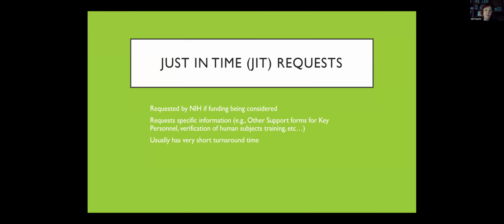Okay. And then this is just a little bit about just in time. If you're lucky enough for them to think about funding your project, the government will ask you for some things. And usually this is a fairly quick turnaround time, so you should be prepared, that you know how to do other support for each of the key personnel and that you have verification of human subject training. This is a really, really quick turnaround. So if you have a good score, make sure you're working on this fairly soon, even if they haven't asked you for it yet.